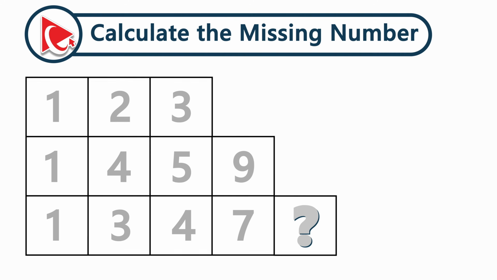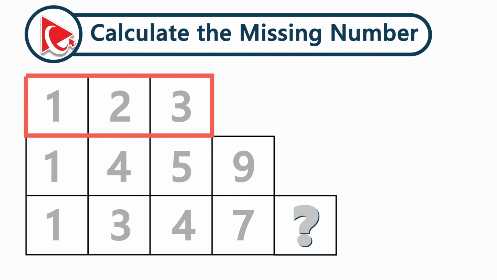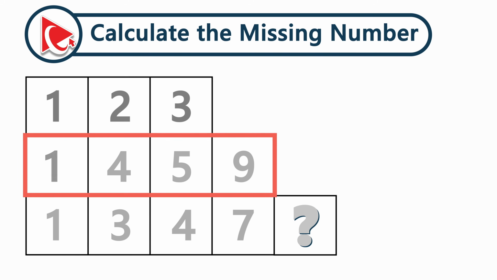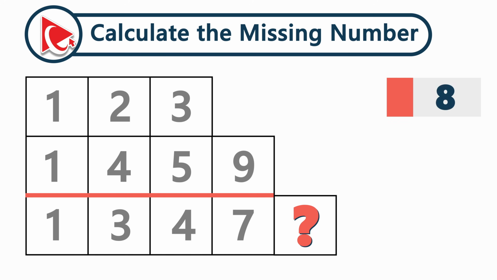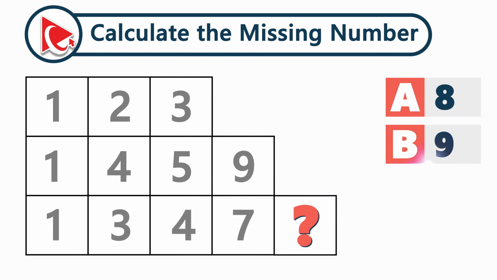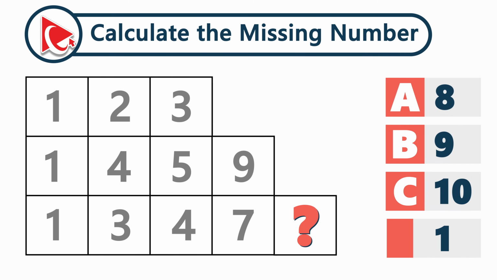You're presented with cool-looking shape. First row of the shape has numbers 1, 2, and 3. See the pattern here? Second row has numbers 1, 4, 5, and 9. And the third row has numbers 1, 3, 4, 7. And then comes the missing number, which you need to calculate and select your answer out of 4 possible choices. Choice A, 8. Choice B, 9. Choice C, 10. And choice D, 11.